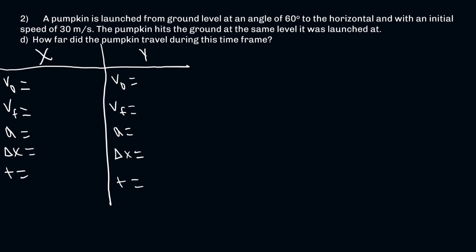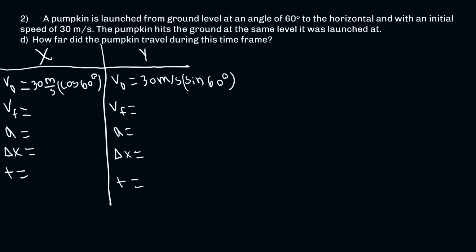Starting off here at my initial velocity. Again, since we have something at an angle, we can use our x and y components here. So in the x, we have 30 meters per second, and that is cosine of 60 degrees. Then in the y direction, we have the same exact thing, 30 meters per second, and that is going to be sine of 60 degrees.